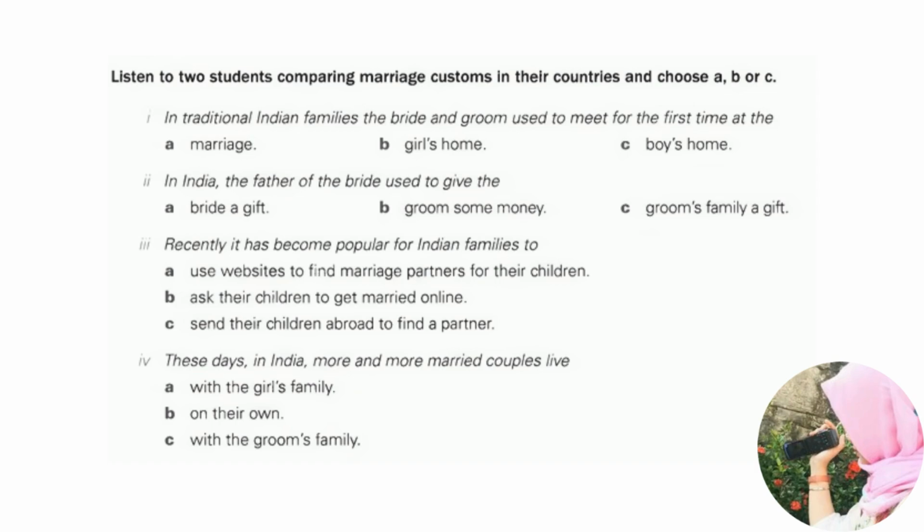Okay, guys, for the last track, track 30, you have to listen to students comparing marriage customs in their countries and choose A, B, or C. Track 30 is related to the multiple choice test, so you have to guess A, B, or C as the correct answer. You have to listen to the audio carefully, and before that, check the questions first in order to answer properly and accurately.